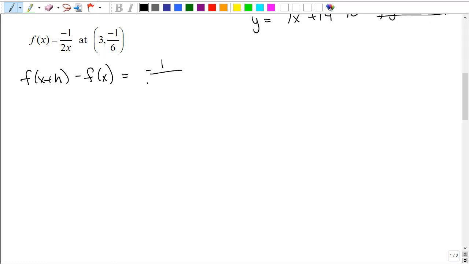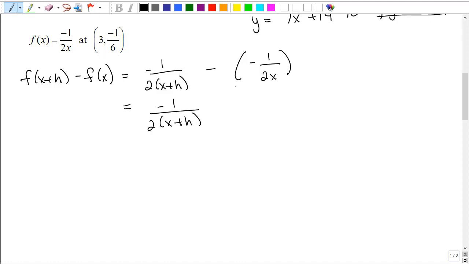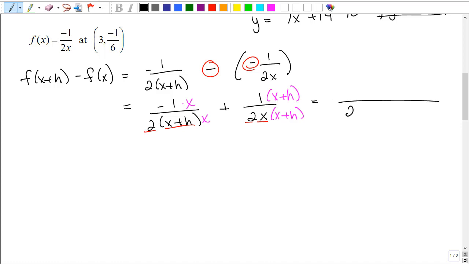So we have -1 over 2 times x plus h minus this. So I have -1 over 2 times x plus h plus 1 over 2x. Again, negative and a negative. So how do we add those fractions? We have to find a common denominator. They both have a 2, so we're good here. But they both need to have an x and an x plus h. So I need to multiply this fraction times x and this fraction times x plus h. And so my common denominator is 2, the x, and the x plus h.